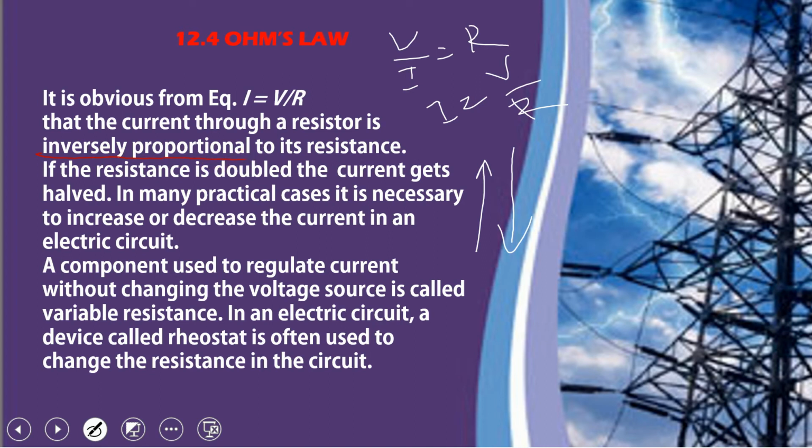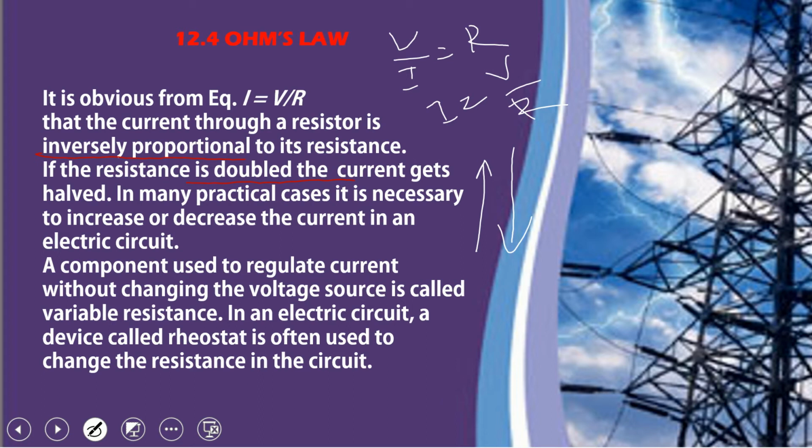If the resistance is doubled, does the current increase or decrease? That is obvious: it will decrease. If the resistance is doubled, the current will decrease by one upon two times, we can say.